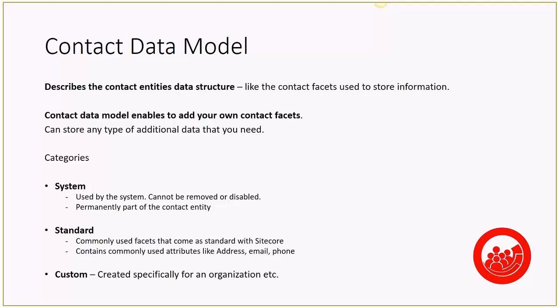So we have the standard that the system records for a user. We have the system ones which cannot be disabled, which are like metadata that Sitecore definitely needs. And then we have the standard ones that Sitecore uses, and then we have custom ones that we generate to record the information that is specific to a company or an organization.